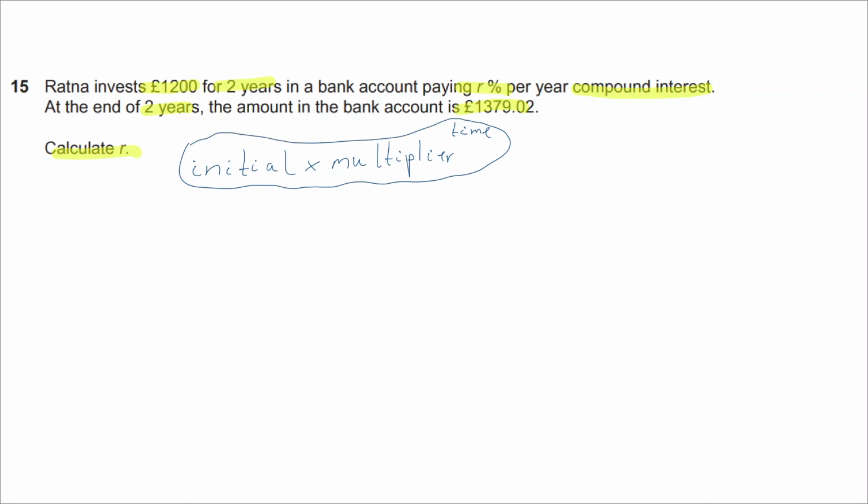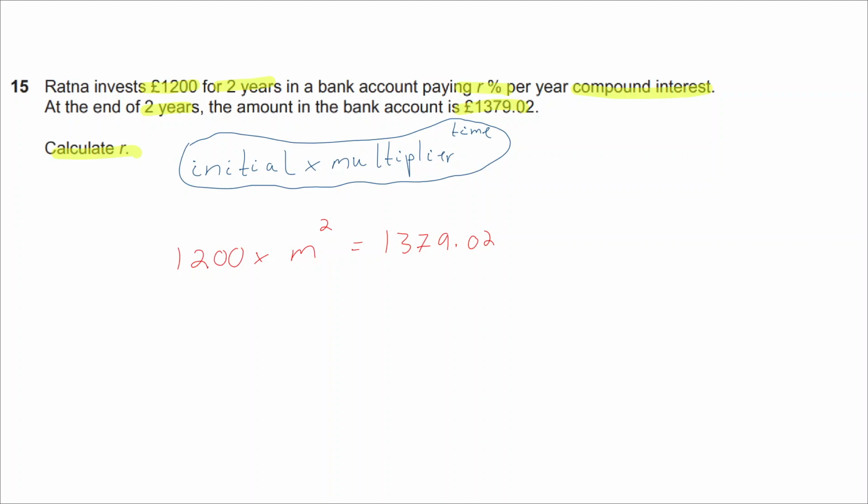Okay, so this is kind of like the formula in a bit of a less sophisticated written way, but it's still fine. Now the initial amount here is what you invest, which is going to be £1,200. You're timesing it by the multiplier, which is what you're trying to find out, the rate of interest. Let's just write that as M, and the number of years is 2 years, and we know that after those 2 years you got a value of 1379.02.